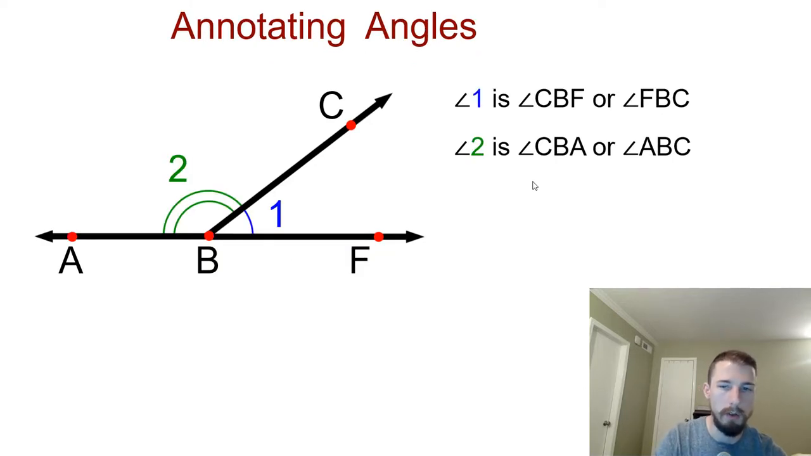So some names for angle 1: we could call it angle CBF or angle FBC. So that's the first one. For angle 2, ABC or angle CBA. It doesn't matter which order you do, as long as the common endpoint, the vertex, is the middle one. So B in the middle. So we're good to go.